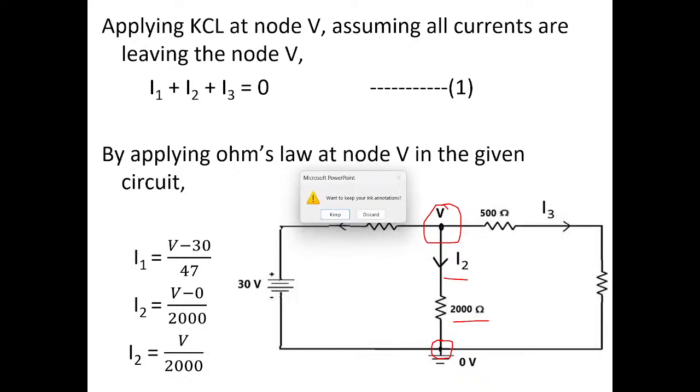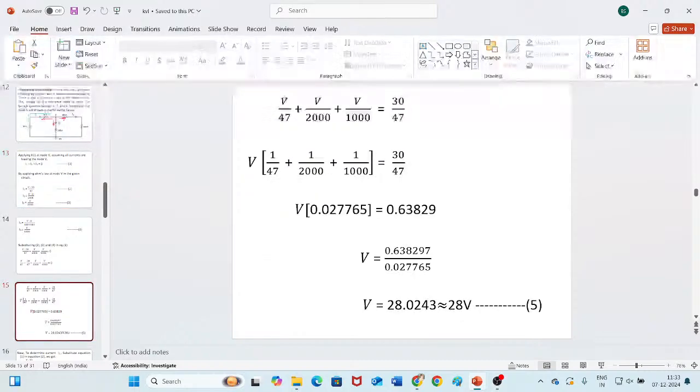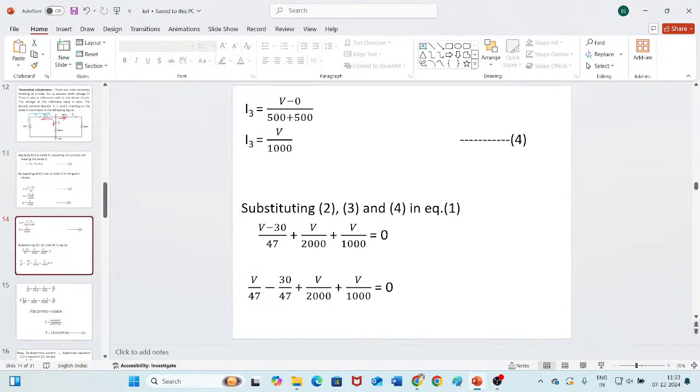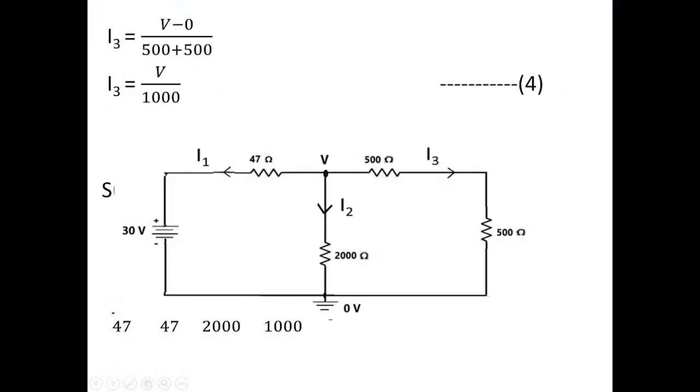Let us go to the next slide. Now, if you observe here, we have to determine the current flowing through 500 ohms and 500 ohms. I have to determine the I3 current. This I3 current flows through this 500 ohms and this 500 ohms.